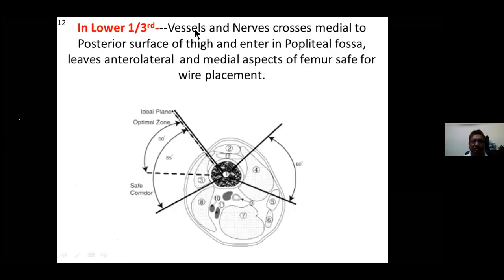In the lower third, vessels and nerves cross medially to the posterior surface of the thigh and enter the popliteal fossa, leaving the anterolateral and medial aspects of the femur safe for wire placement. This is the corridor, and this is also safe. And this is the patellar zone, so you will not place any wire here. And in the posterior area, no wire should be placed in the lower third.